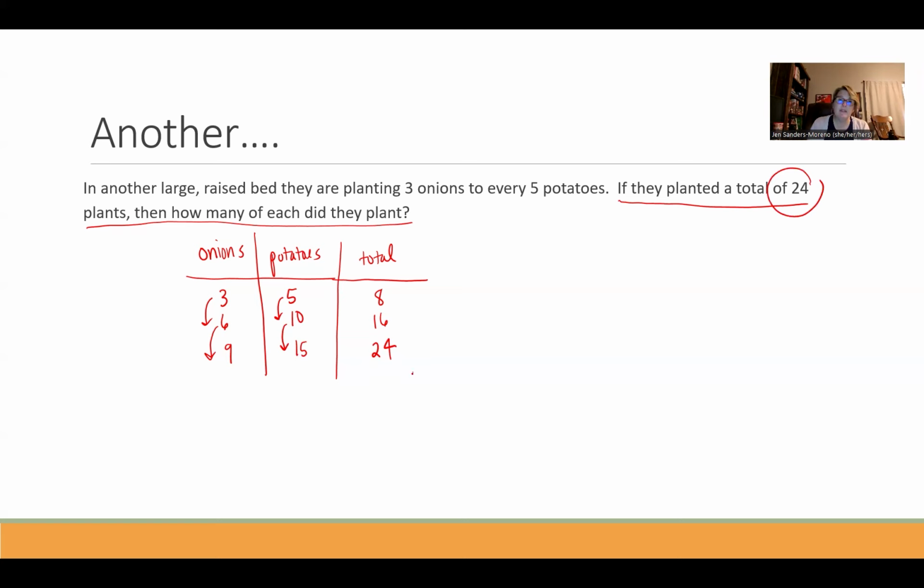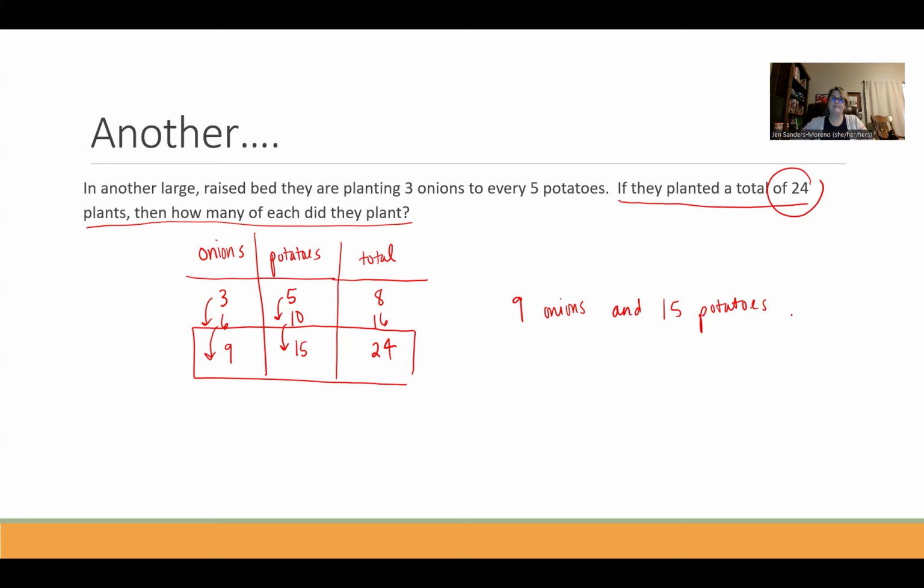24. This is my row. This is my row where my answers are. So here we would say that we planted 9 onions. The gardener planted 9 onions and 15 potato plants. Well, they didn't write plants up here, so we'll just go and 15 potatoes.